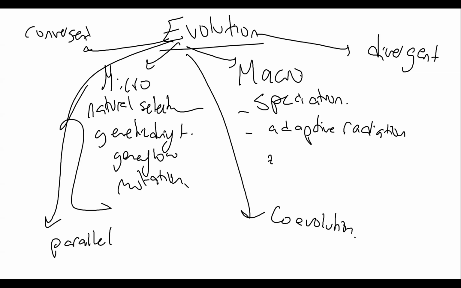These are the kinds of evolution. We have the microevolution that we already spoke about. We have the macroevolution. We have divergent, convergent, parallel, and coevolution. Let's speak about each one of them before we go to the theories of evolution.